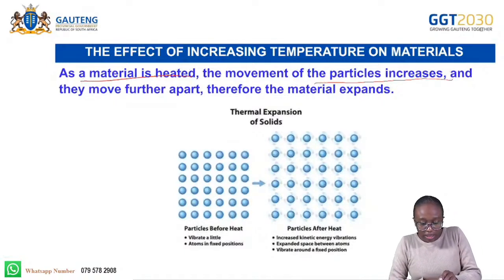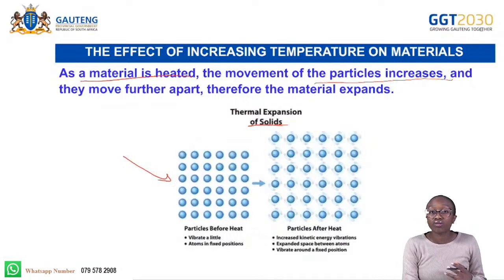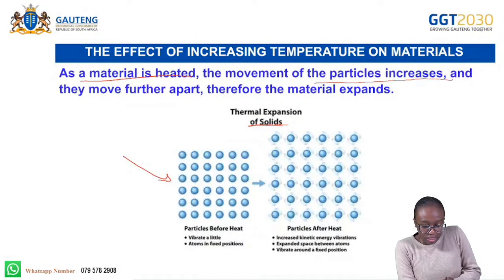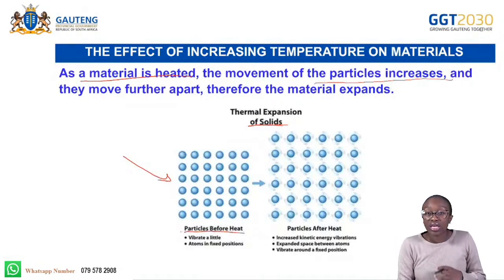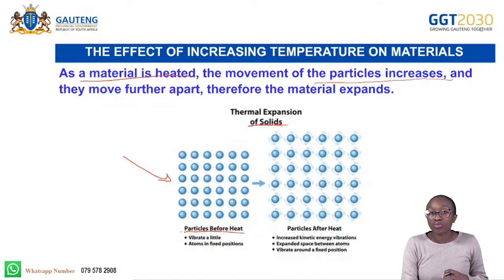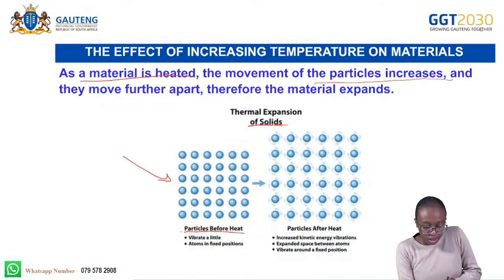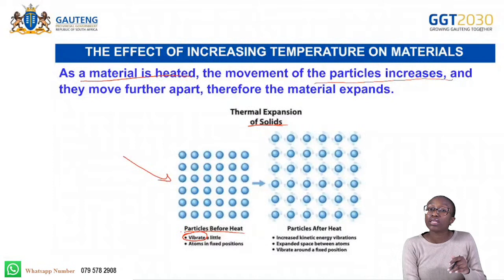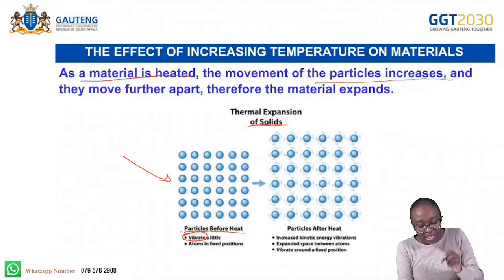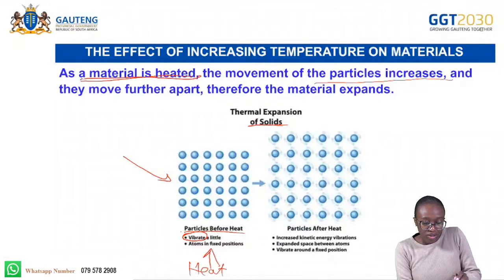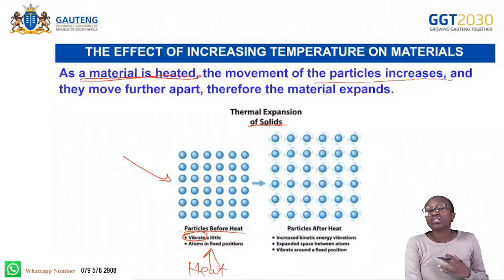Let's look at this thermal expansion of a solid. So we have a solid here. You can see the particles are close together. They are arranged in a regular pattern. This is before we heat the particles. So remember, particles are in constant motion, and particles within a solid are doing what? They are vibrating in that fixed position. If we add heat to this material, what is going to happen? The particles will start moving faster.